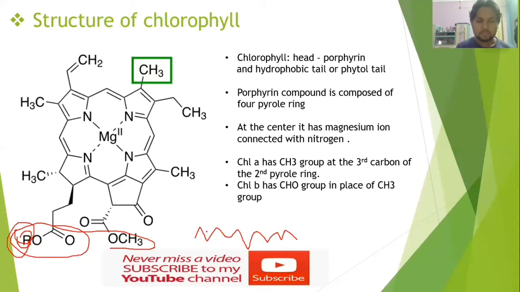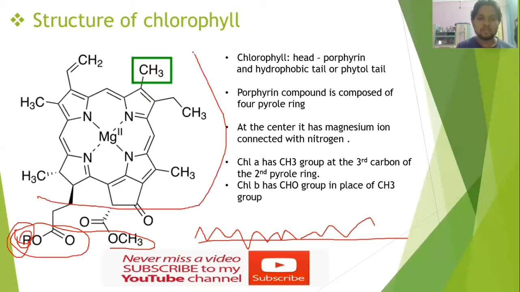So this is known as the phytol tail. It will be elongated like this. And this is known as the porphyrin head. This is the porphyrin head, this is the phytol tail. So the chlorophyll structure is divided into two parts. Remember, the chlorophyll structure is divided into two parts. One is the phytol tail, another is the chlorophyll head.